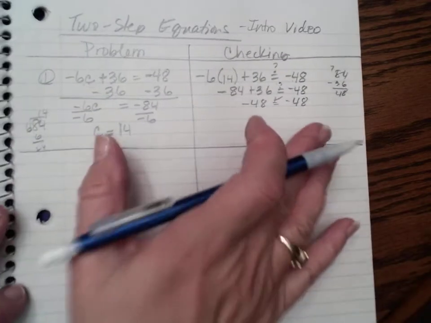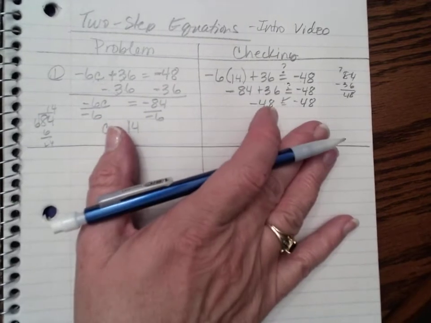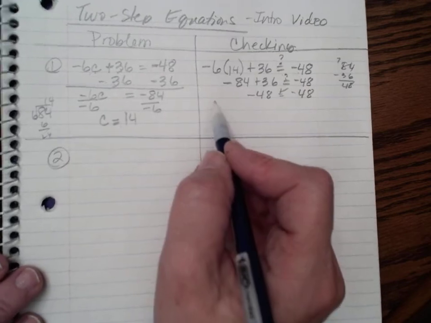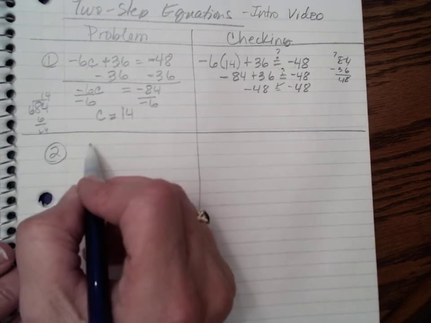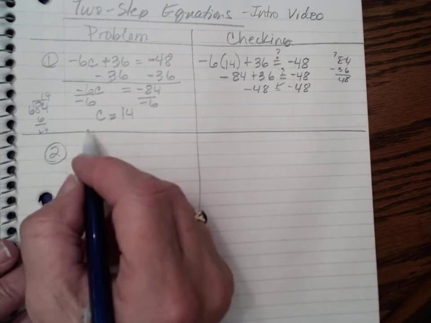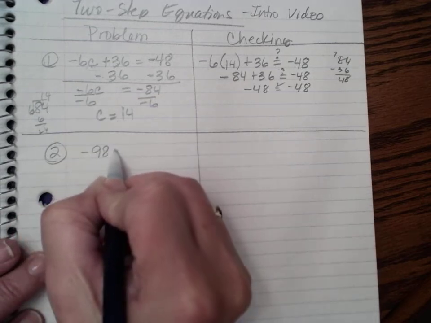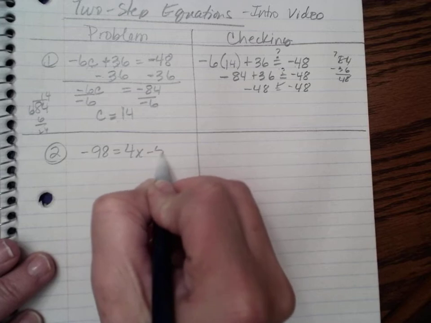Now you're writing these down with us. This is going to get turned in. This is going to be your first assignment. So you need to make sure you're writing this down and that you're turning it in. Okay, so let's try another one. Let's try this one: negative 98 equals 4x minus 50.